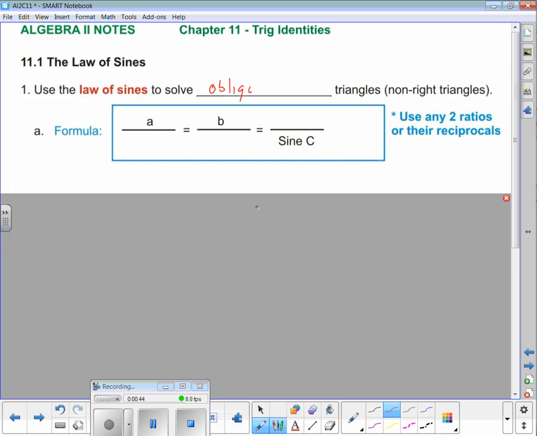Oblique triangles. And what are they? Nothing more than non-right triangles. Now, we learned how to figure out sides of triangles and angles of triangles using our trig functions, and that works great for right triangles. Now we'll deal with non-right triangles. We've got to come up with another methodology. And the first method we're going to learn is the law of sines. And the law of sines is a proportion, and so it's a set of ratios. So let's go ahead and fill in the formula, and then I'll go ahead and explain it.